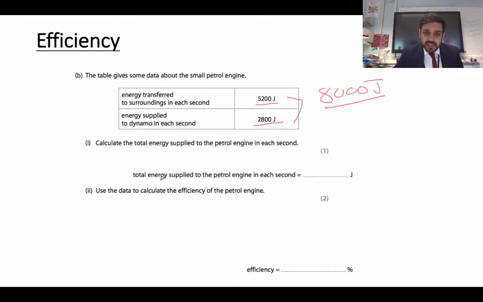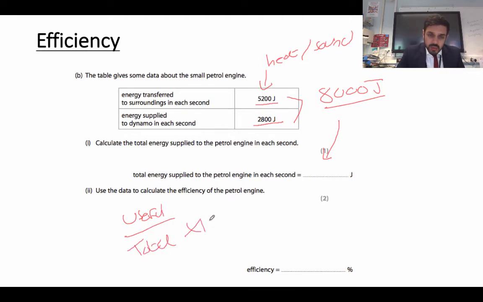Now calculate the efficiency of the machine. Well, energy transfer to the surroundings, you don't want any engine to give off energy to the surroundings. That'll be heat and sound, won't it? Heat and sound. That's not the useful one. How do you calculate efficiency? This is in your formula sheet. I'll show you how you work it out. It is useful divided by total times 100.